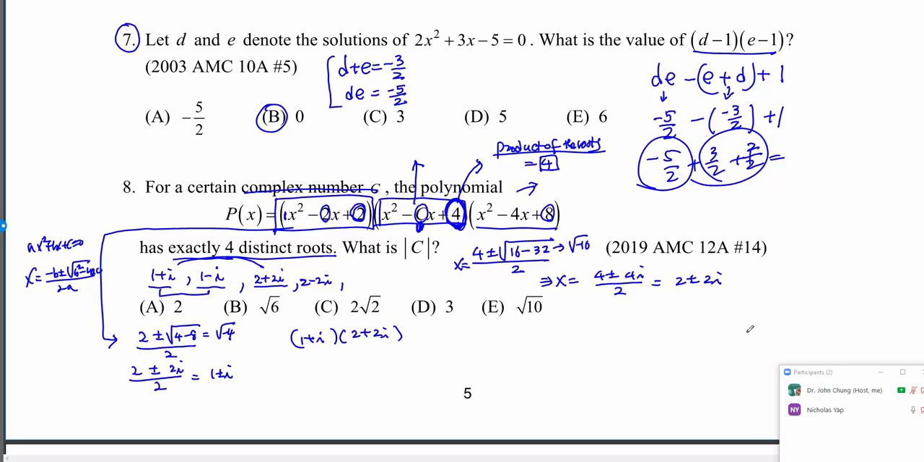Is it 1 plus i times 2 minus 2i? Or wait. Yeah, it's 4.